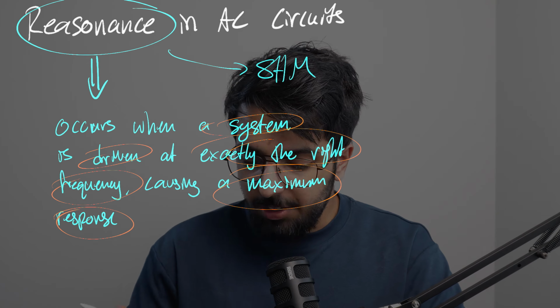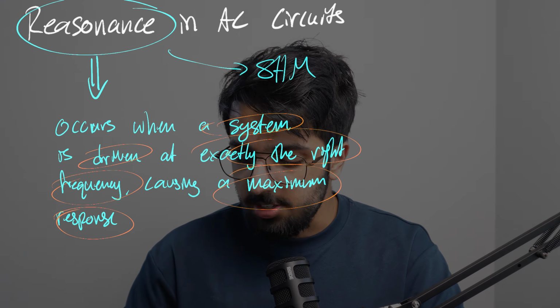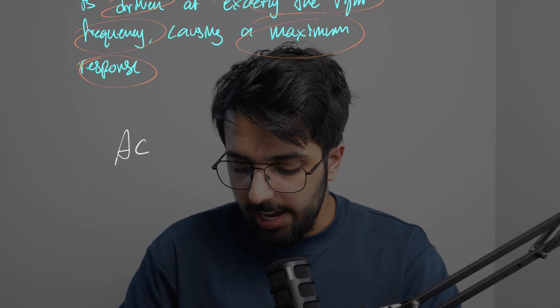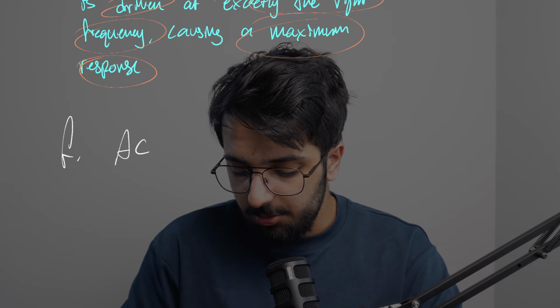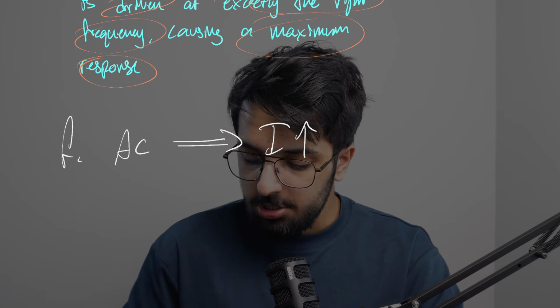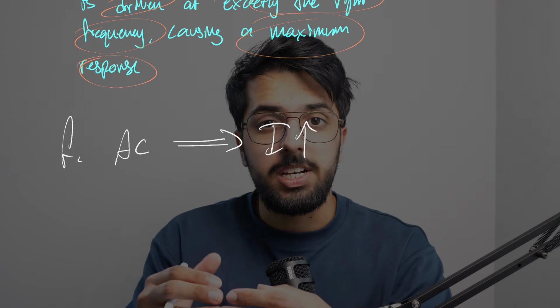Okay? And so a very, very similar thing happens in AC circuits. In AC circuits, we want to tune the frequency of the AC power supply such that we get a maximum current, okay? So the current being maximum is our maximum response.